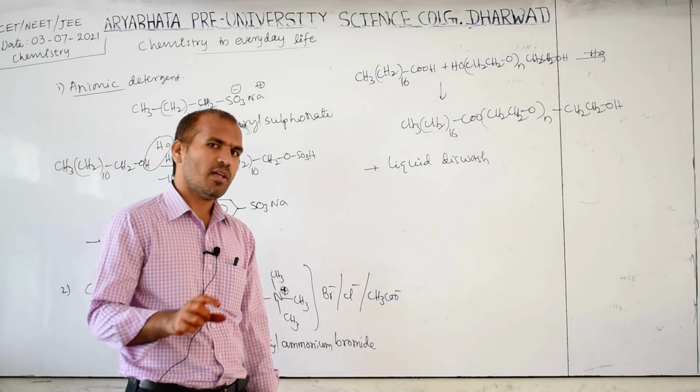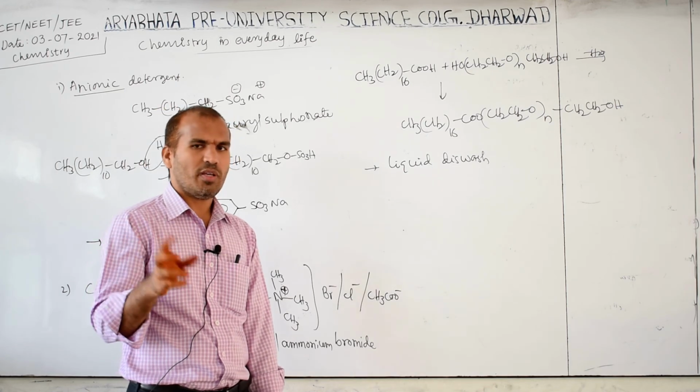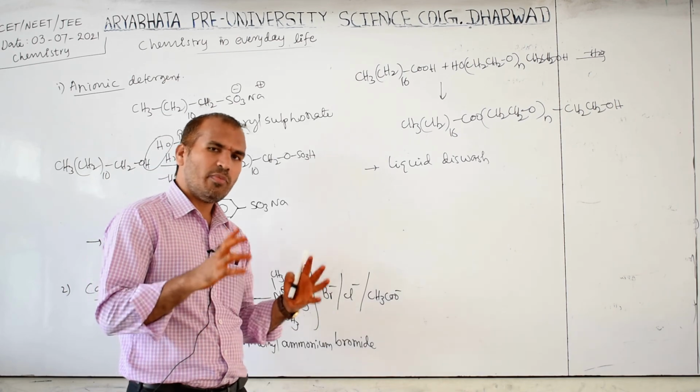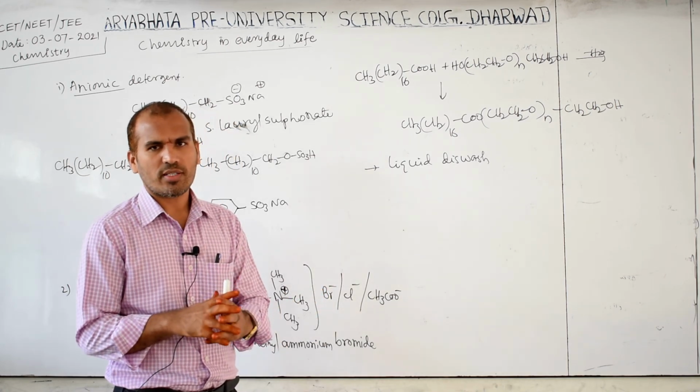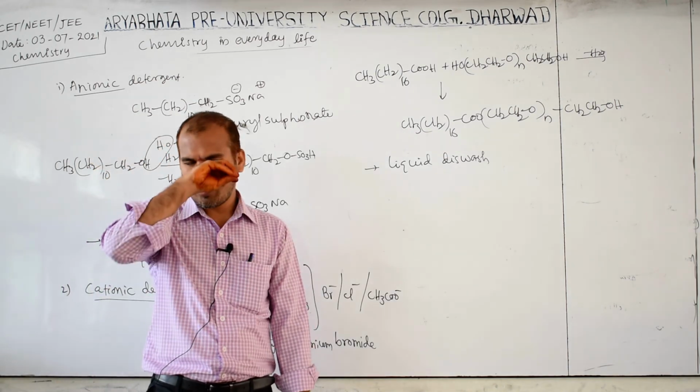So which is better? Straight chain hydrocarbon, carboxylic acid maybe, or a hydrocarbon chain is better, and they can easily biodegrade and do not cause any pollution. With this, the Chemistry in Everyday Life chapter is completed.